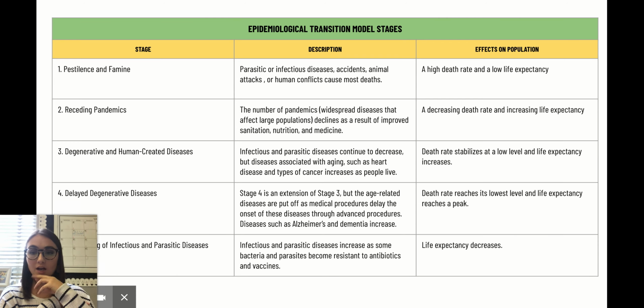Stage 2. So when a country is in the early expanding stage of the DTM, they are concerned with receding pandemics of the epidemiological transition model. So countries in stage 2, they're dying because of pandemics, which I feel like you know what that is by now, but a pandemic is a widespread disease that affects large populations. So when a country is in stage 2, there are lots of pandemics that they're worried about.